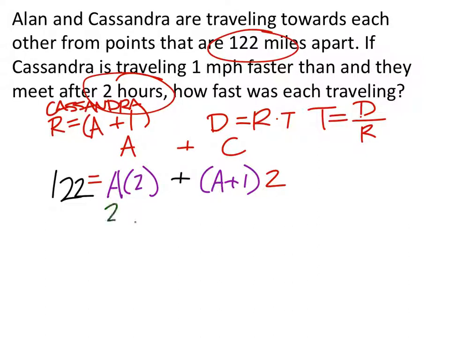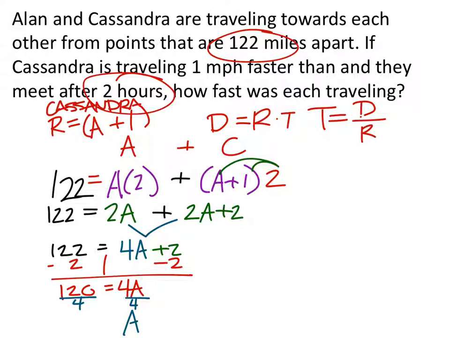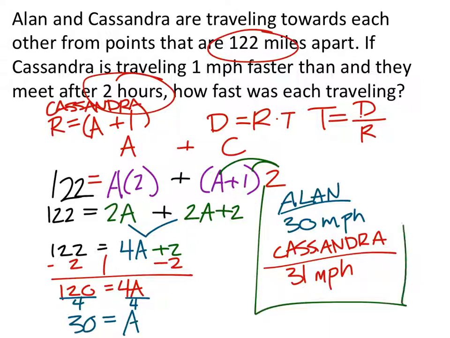So this ends up being 2a. I can distribute this 2, so that's also 2a plus 2. And now I'll combine my a's. 2a and 2a is 4a. And then I'll subtract 2 from both sides, and I'll divide both sides by 4. And I see a, which is Alan's speed or rate, is 30. And that's what we wanted, how fast they were going. And then finally, we know that Cassandra is traveling at 1 mile per hour faster than Alan, so we'll just add 1 to the 30. All right, there we go.